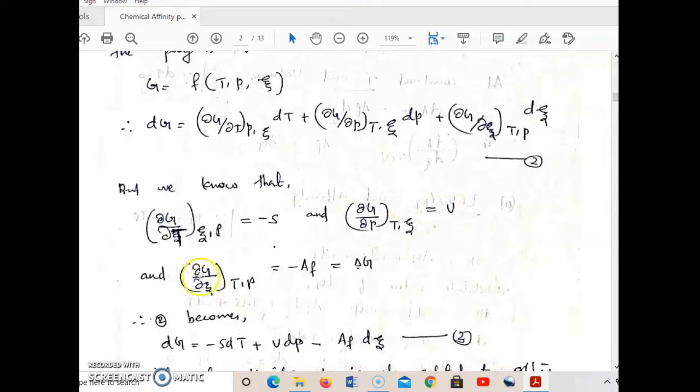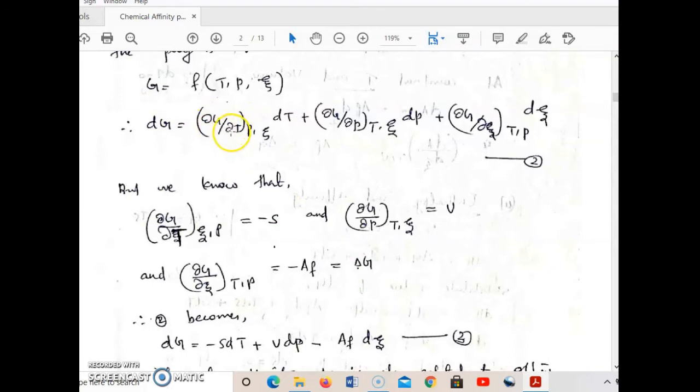And we have already learned this expression for chemical affinity AF is equal to minus ∂G/∂θ at constant temperature and pressure, right? Rate of variation of free energy with respect to extent of reaction is equal to chemical affinity. So we have taken negative sign here. So ∂G/∂θ at constant temperature and pressure is equal to minus AF, which is equal to ΔG. Okay. So now have a look at equation 2.